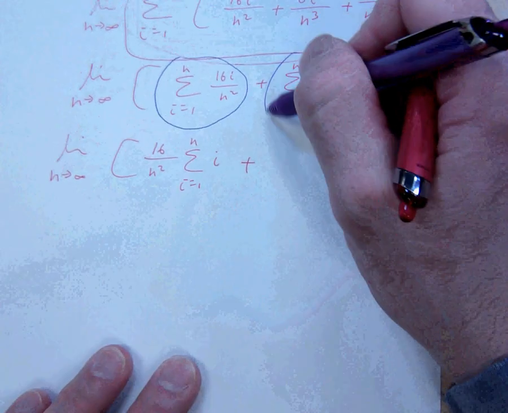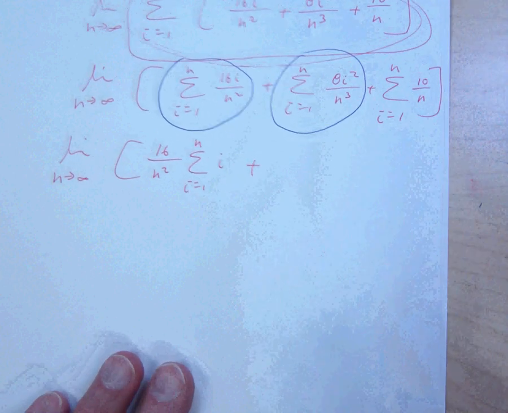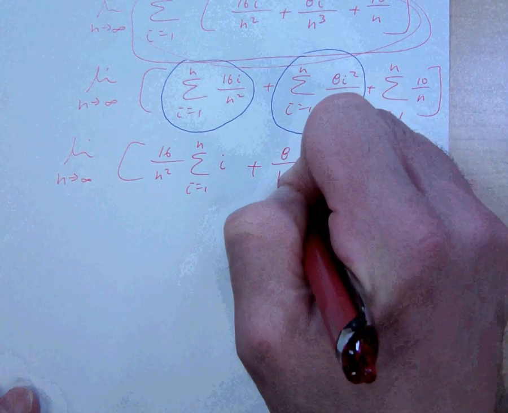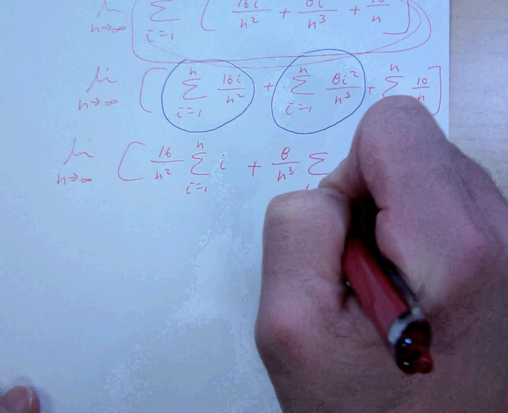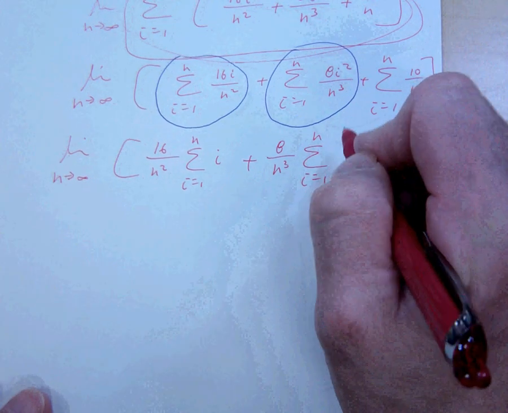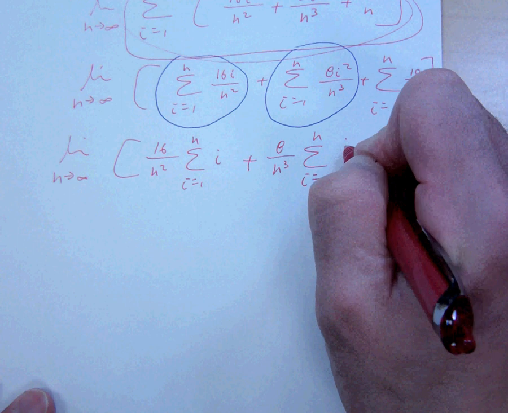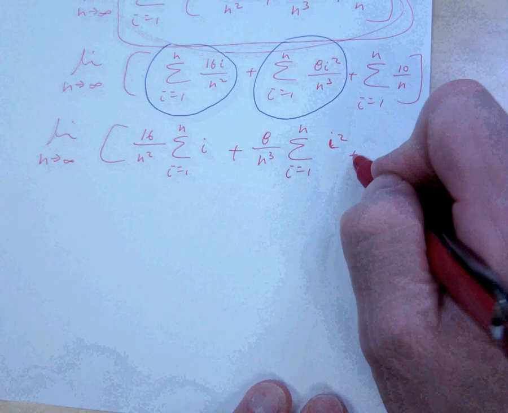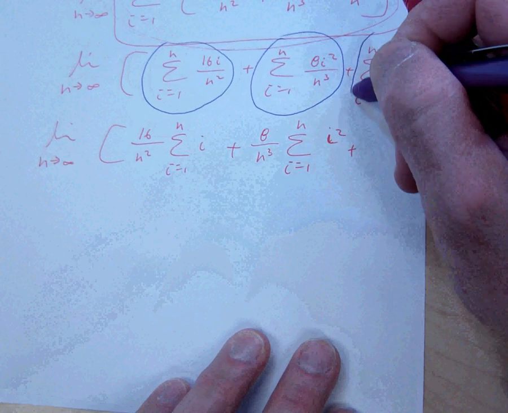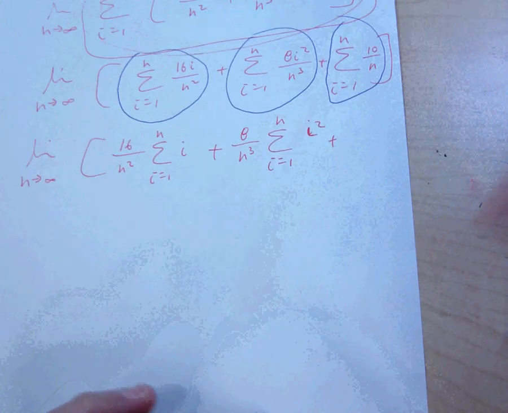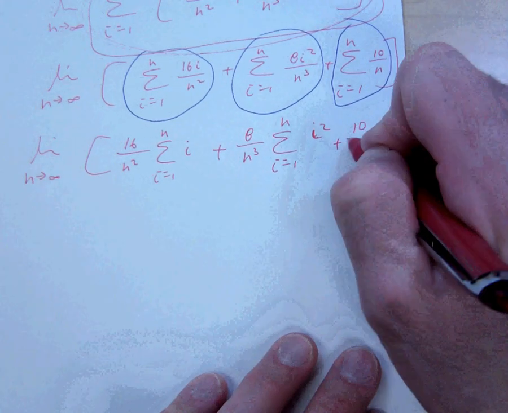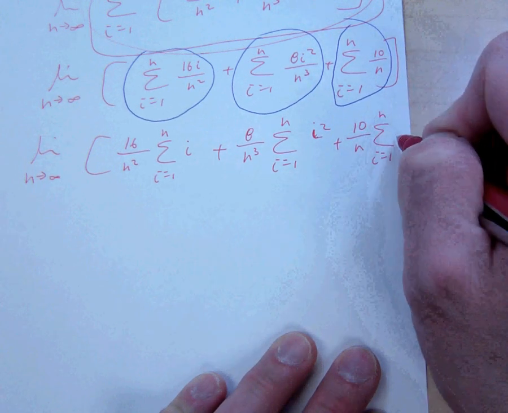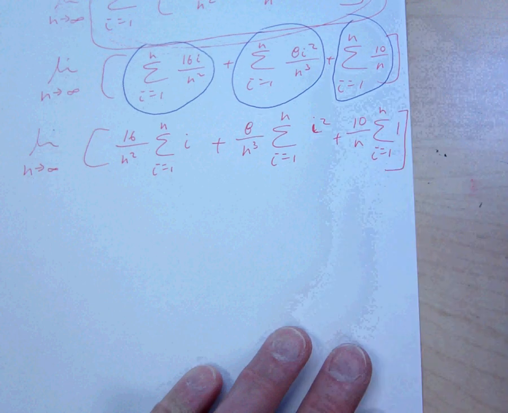What's a constant there that I can pull out of that summation? 8 over n cubed. And then finally, what can I pull out of there that's a constant? 10 over n. That leaves me with a 1 there. Yes?